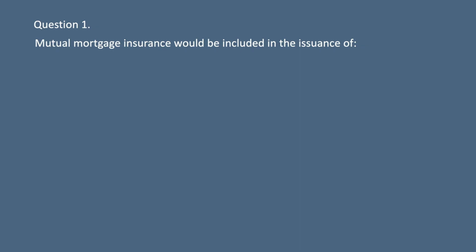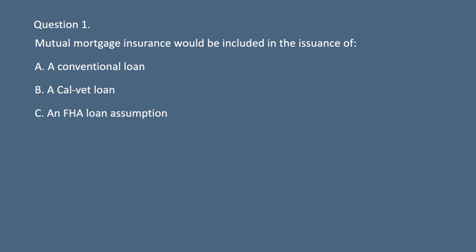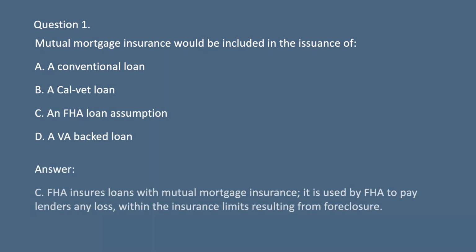Question 1. Mutual mortgage insurance would be included in the issuance of A. A conventional loan. B. A Cal-Vet loan. C. An FHA loan assumption. D. A VA-backed loan. Answer: C. FHA insures loans with mutual mortgage insurance. It is used by FHA to pay lenders any loss, within the insurance limits, resulting from foreclosure.